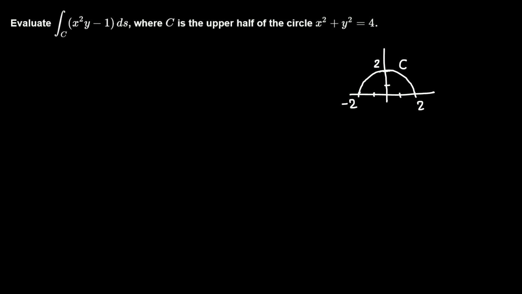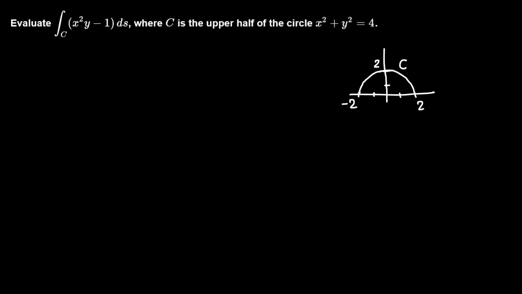Evaluate this integral over the curve C with respect to arc length. This is called a line integral, where C is the upper half of the circle with center at (0, 0) and radius 2. Now we need to parameterize this curve. So x squared plus y squared equals 4.